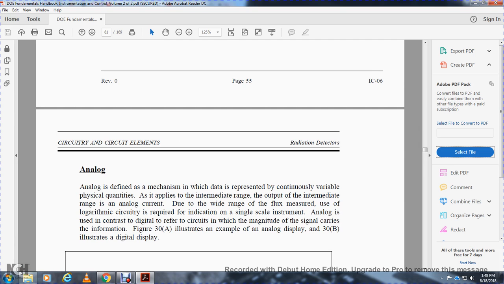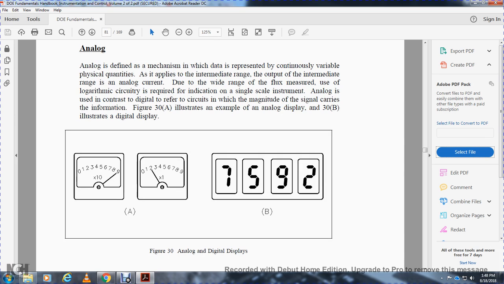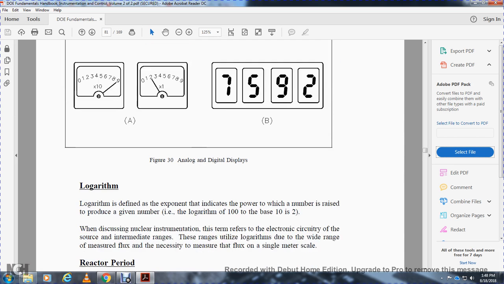Figure 30A illustrates an example of the analog display. 30B illustrates the digital display. Figure 30A shows the analog, 30B shows the digital. The logarithmic is defined with an exponent to indicate the power to which the number is raised, given in the logarithm: 100 to the base of 10 is 10 to the 2.